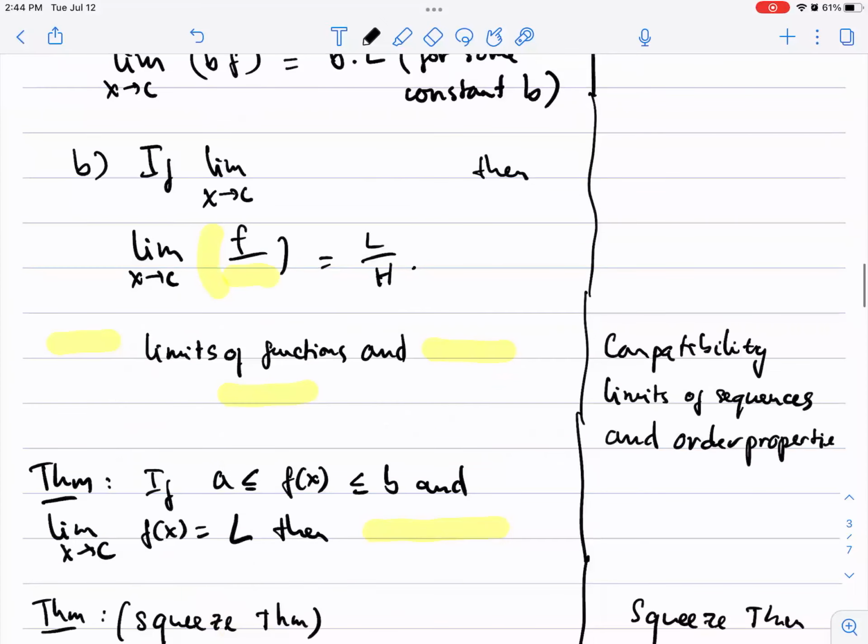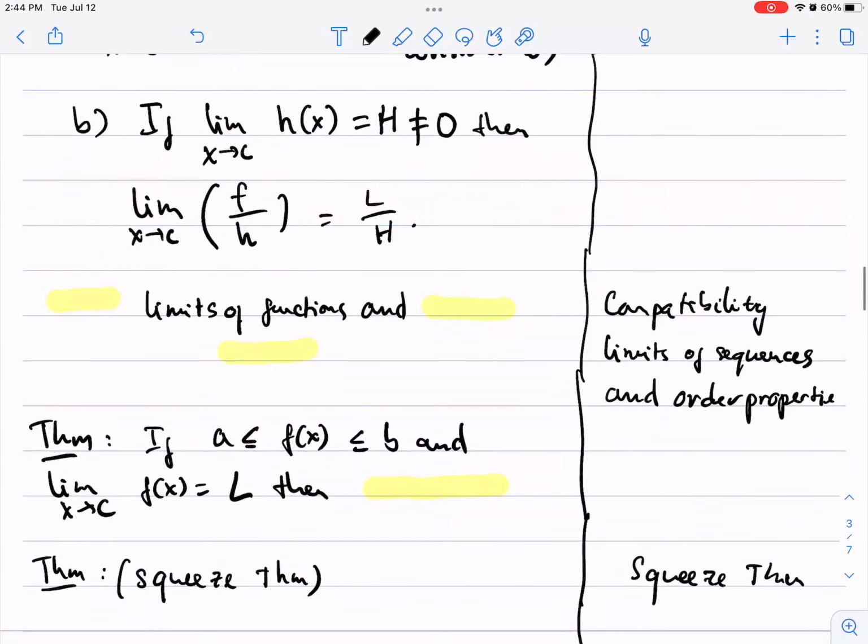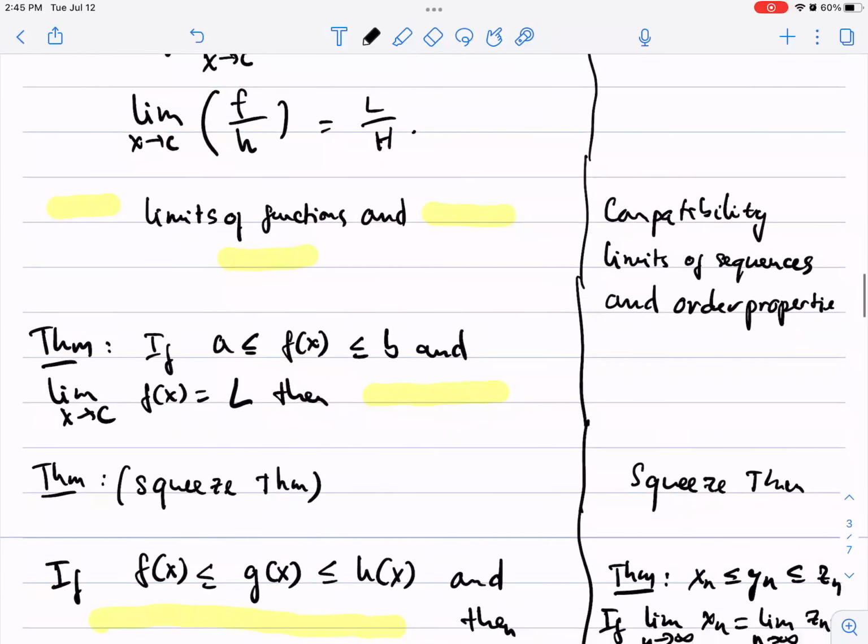Now, part B is about division. And here we have to be a little bit careful because we don't want to divide by 0. So the assumption here is that if the limit of some function h when x approaches c equals H, different from 0, then the limit of the ratio f divided by h equals L divided by H.